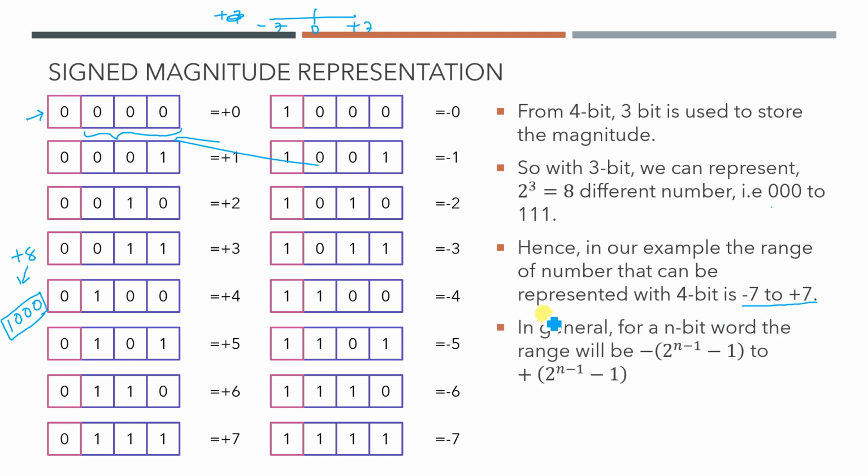Okay, so in general, suppose an n bit number is given to you. Suppose somebody asks you, in an n bit word, what is the range of the numbers you can represent in a sign magnitude representation? So the formula is minus 2 to the power n minus 1, minus 1, to plus 2 to the power n minus 1, minus 1. Okay, you just test it for 5 bits. Suppose a 5 bit word is given and you are asked to find the range of the numbers, then you can easily find it with the help of this formula.